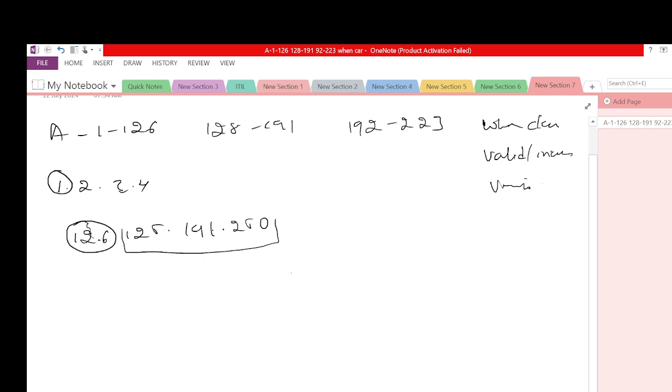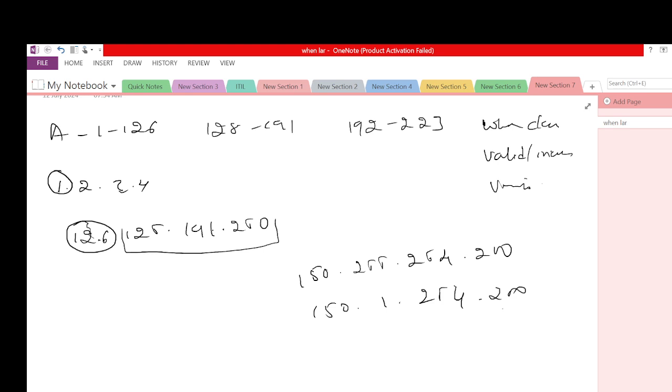Now, 150.254.254.1.200. Which class does it belong to? Class B. Invalid. Okay, so 150.1.254.200. Now, Class B. Class B valid IP address. Valid. Chandu, still confusion?